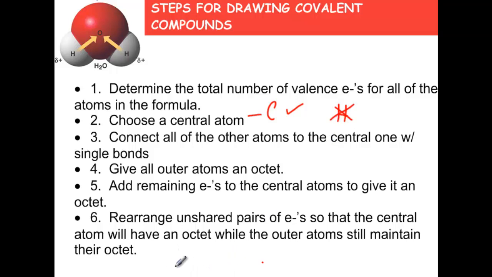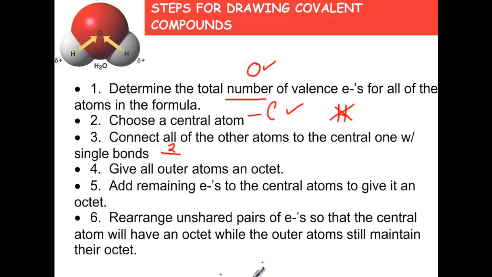Number 3, connect all of the other atoms to the central one with single bonds. Now a single bond represents 2 electrons, so this is going to be 2 from the total number. And you are going to keep counting all of the electrons that you use to connect everything and subtract that from the grand total number of valence electrons. Eventually this grand total number will go down to 0. And if you get it down to 0 and everybody has the octet, then you did it right.